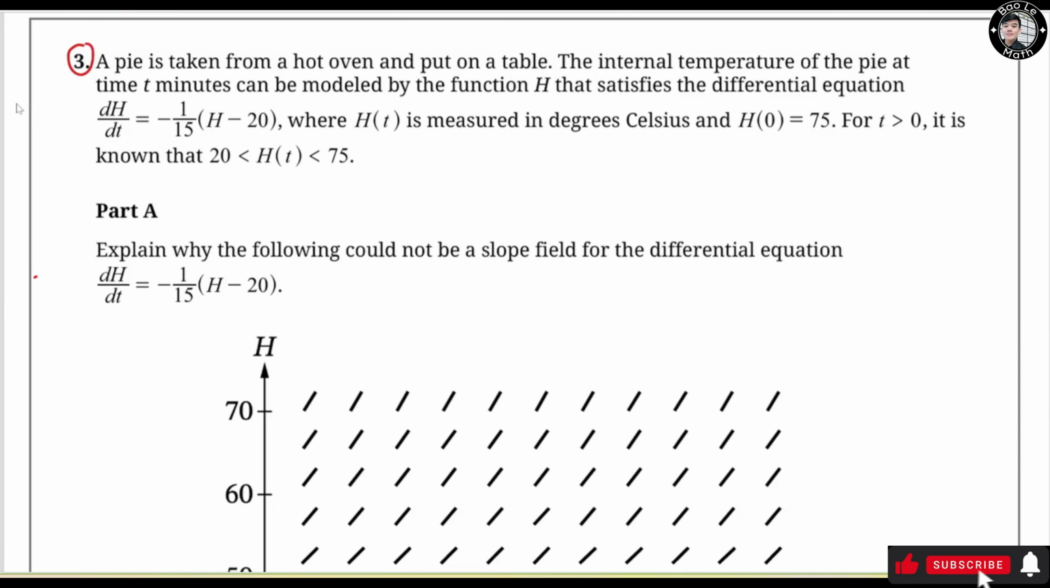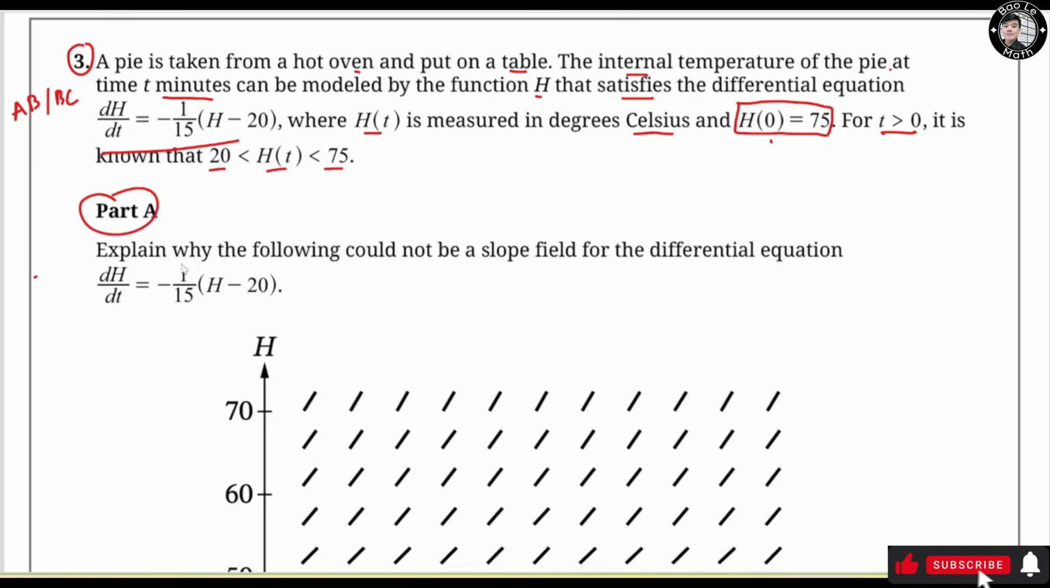Question 3. This one is AB and BC. A pie is taken from a hot oven and put on a table. The internal temperatures of the pie at time t minutes can be modeled by the function h that satisfies the differential equation right here, where h of t is measured in degrees Celsius and h of 0 equals 75. This one is the initial condition. For t greater than 0, it's known that h of t is between 20 and 75.